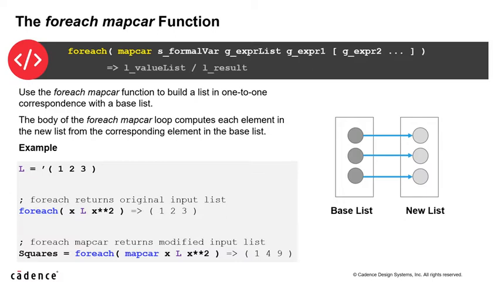Here we see the same basic loop, but instead of just foreach we use foreach mapcar and then grab each element out of the list L, assign it to x, and then square x. And then what you'll see is the result that gets assigned to the variable squares is actually the list of squared elements from the original list. So the input list is 1, 2, 3, and the output list is 1, 4, 9.